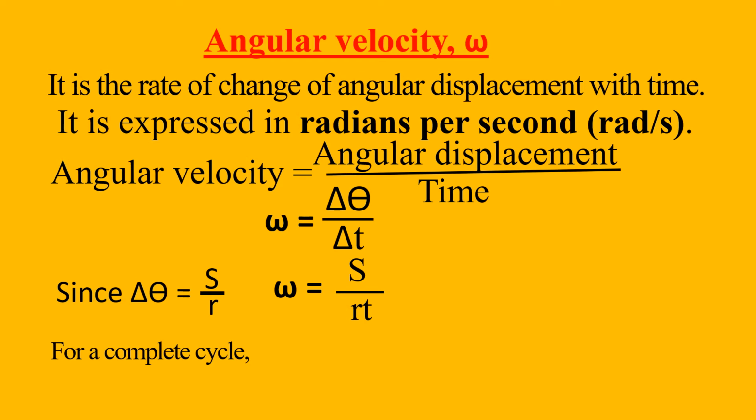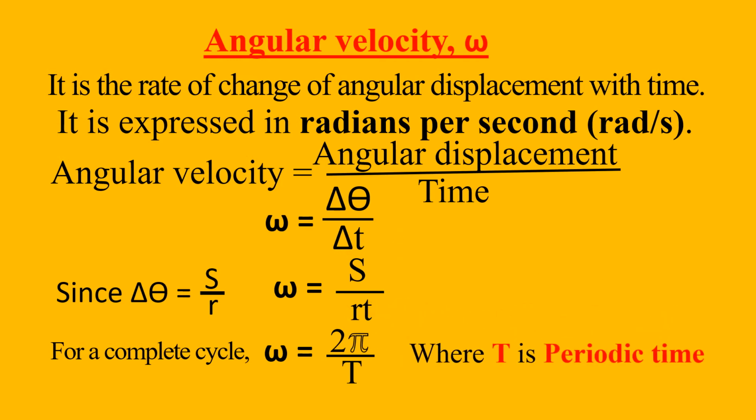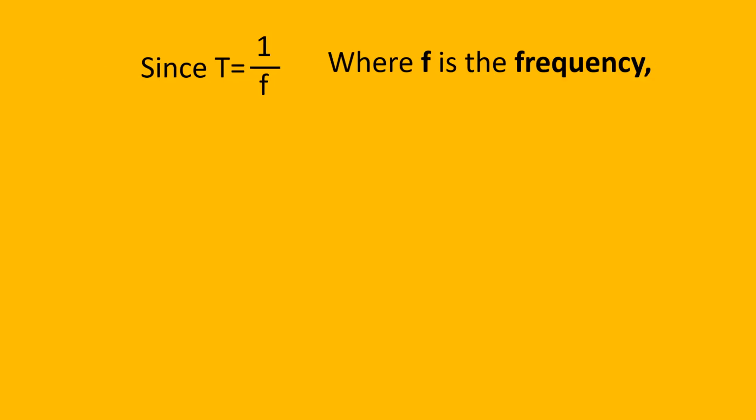For a complete cycle, angular velocity equals 2 pi over capital T. Capital T is the period time or periodic time. Since the periodic time equals 1 over the frequency, or 1 over f, omega can be expressed as 2 pi f.